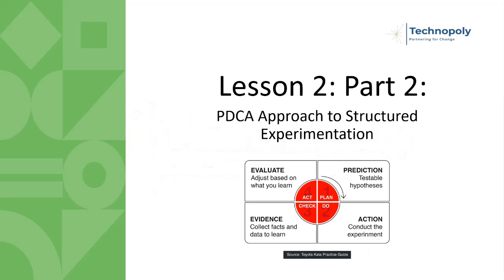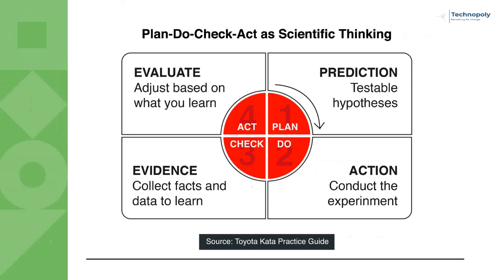In part 2 of this lesson, we will discuss the PDCA approach to structured experimentation for continuous improvement. The PDCA, or the Plan, Do, Check, Act, is a cycle of improvement that perhaps many of us are quite familiar with. PDCA stands for Plan, Do, Check, and Act. This four-step approach is the most widely used methodology for implementing continuous improvement.